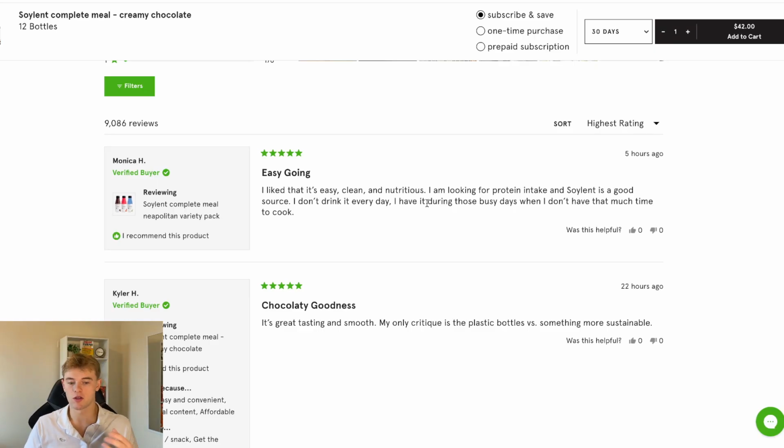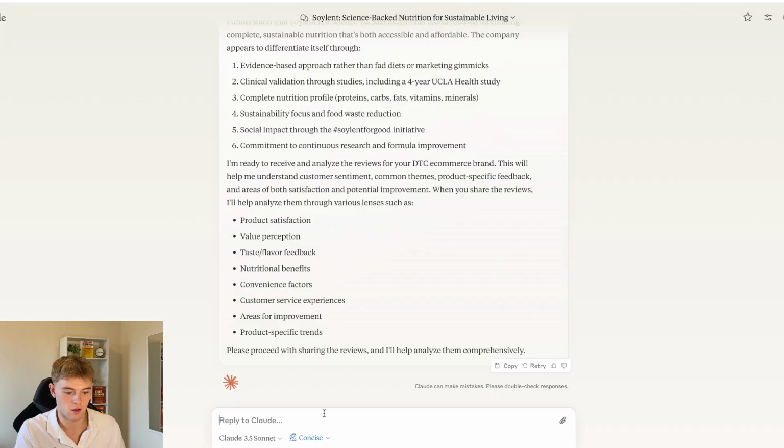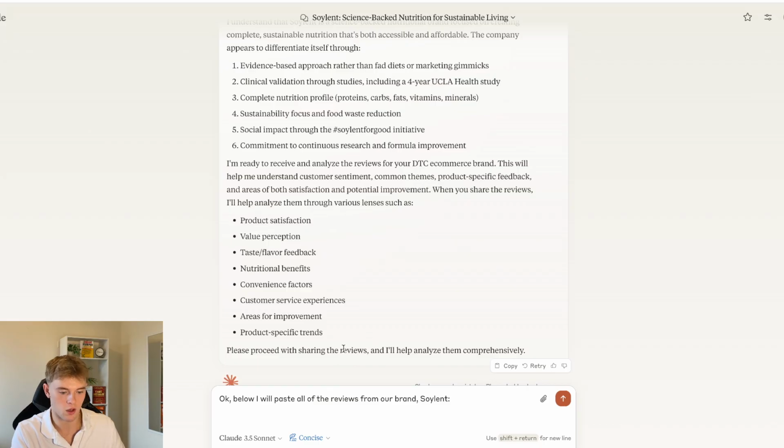Essentially what you want to do here is find the mass desire and what most of the market is feeling and experiencing. And we want to leverage that. But what I'm going to do here is go through these reviews and paste them into AI. And actually before I do that, let me show you what I'm going to tell AI. So now I'm going to say, okay, below I will paste all of the reviews from our brand Soylent. Just give it that frame, very simple. Now I'm going to paste all those there and I'll come right back in a minute.